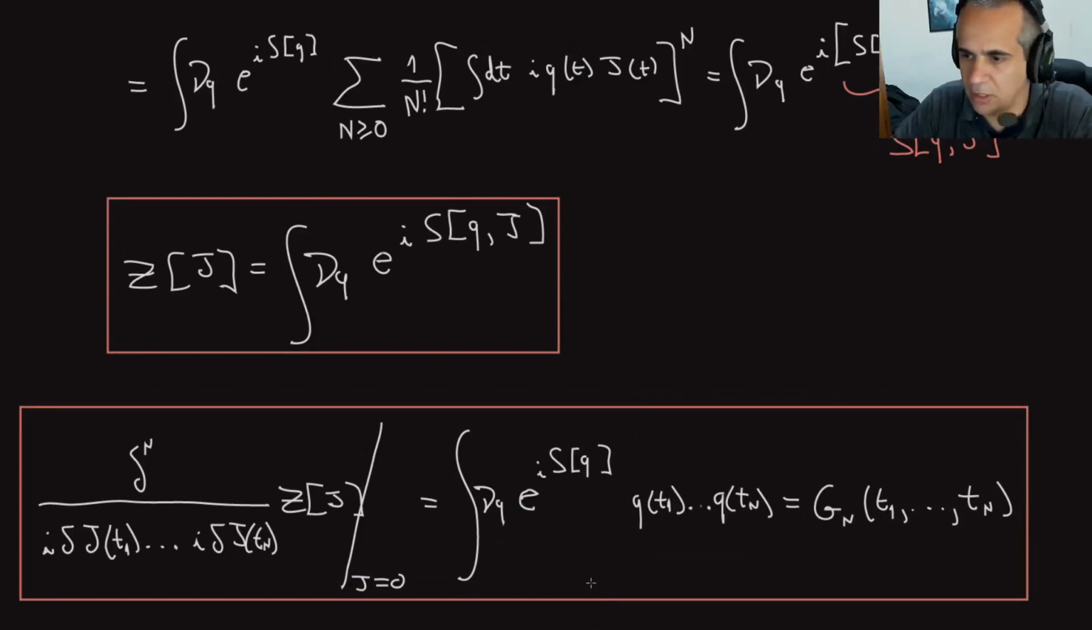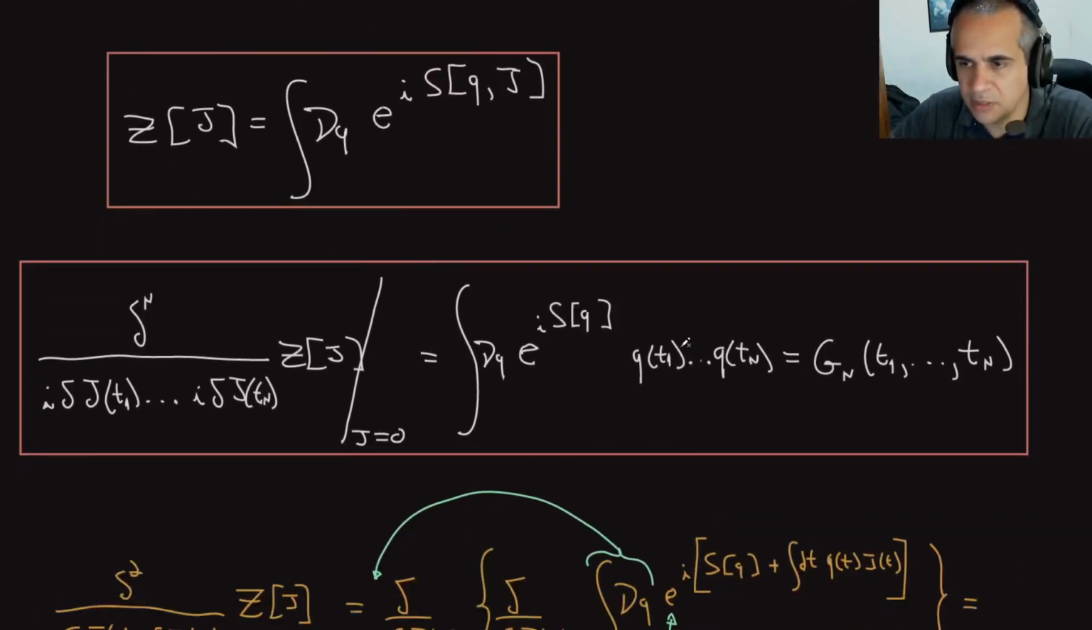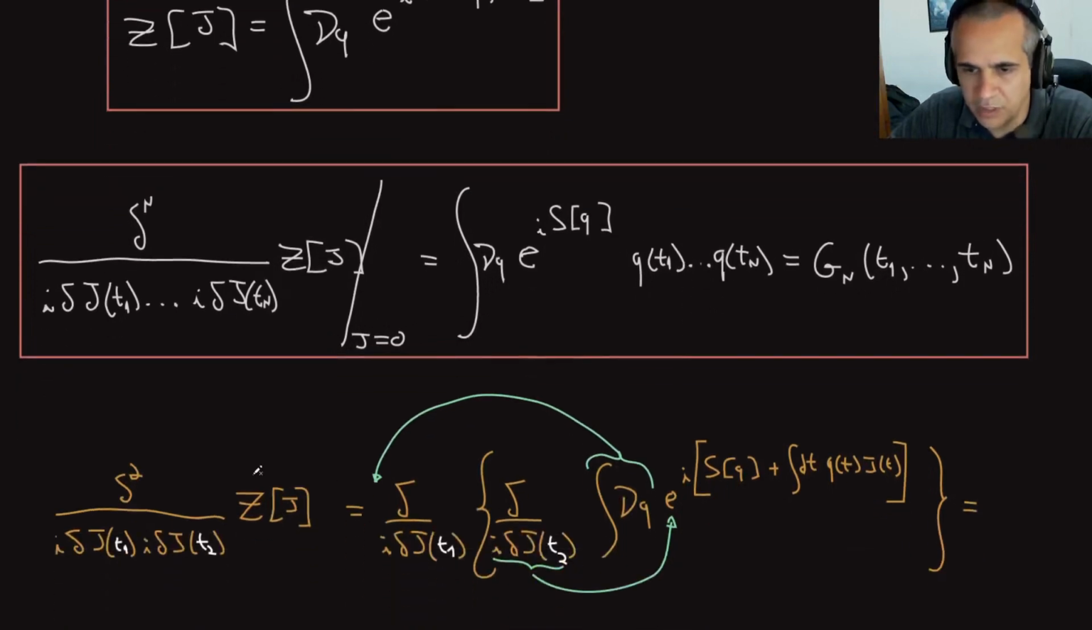I'll quickly show an example now. I won't go through every calculation, but you should do it. I'll go really quickly, just show the result, but you should do it yourself, step by step. Let's say I'm interested in the 2-point function, so I'll take the second functional derivative of Z.